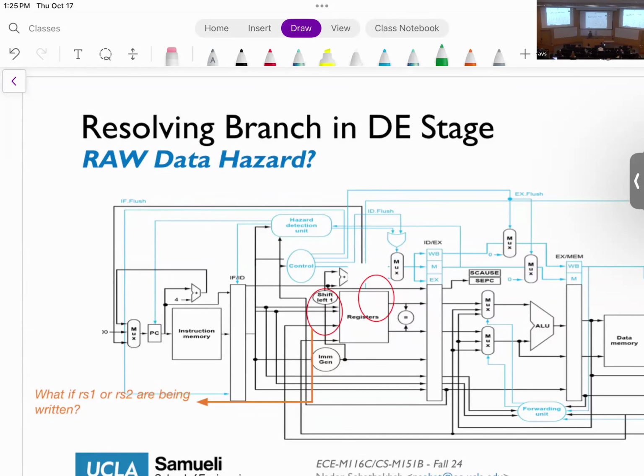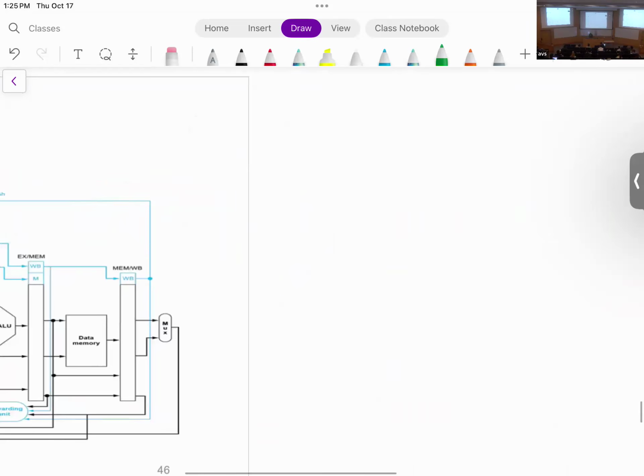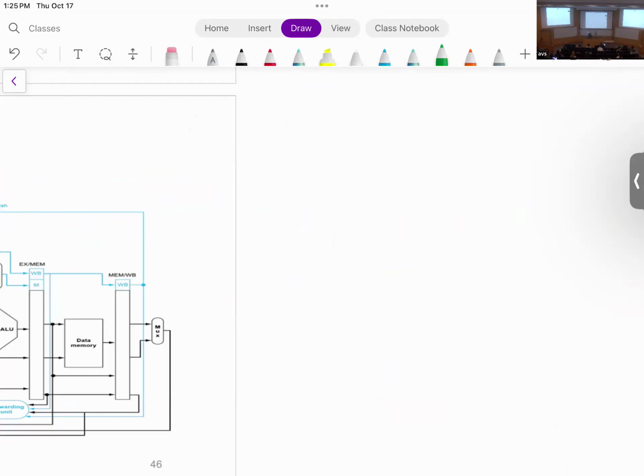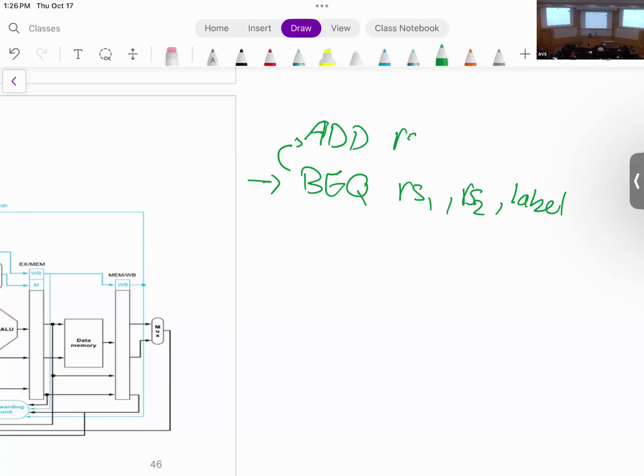There's one issue with this, and that is what we call RAW data hazard. Remember that we had, so let me give you this example. If I have BEQ, RS1, RS2, and label. So this works great. But if I have something like this, if immediately before this, I have something like add RS1, let me actually give you a real example.